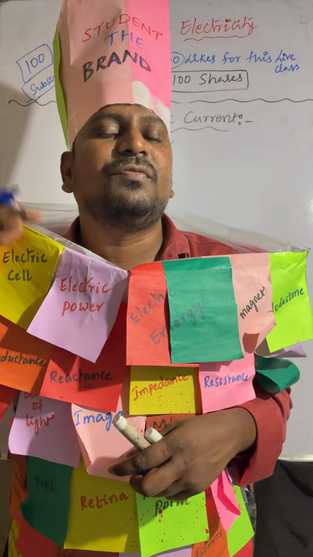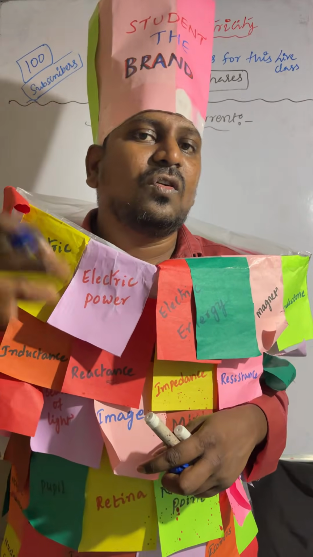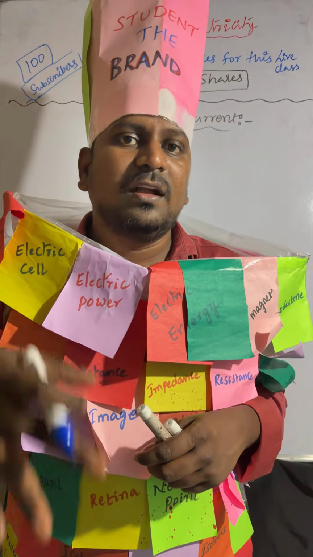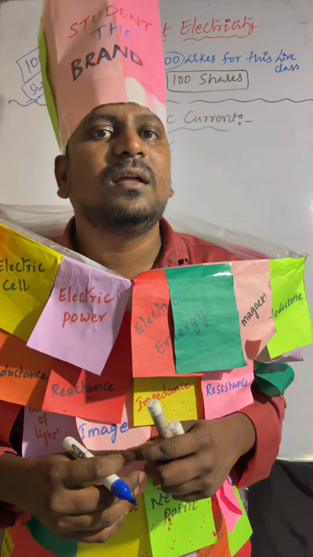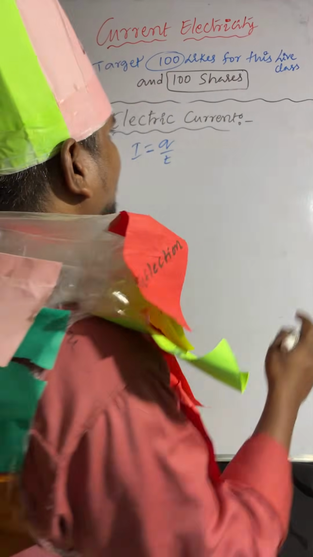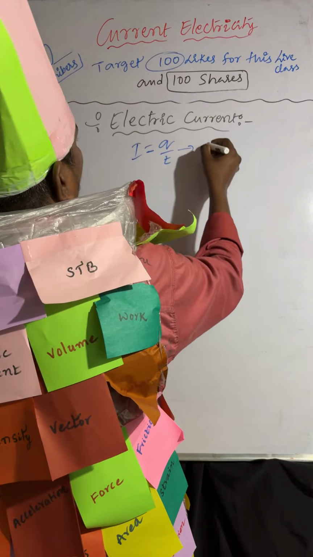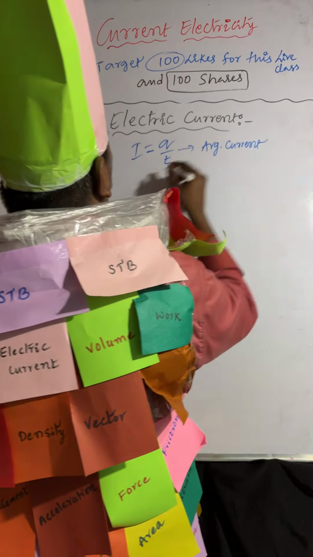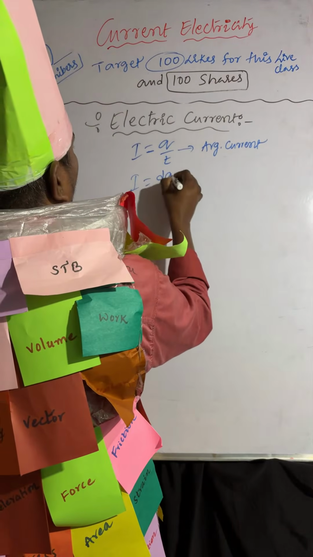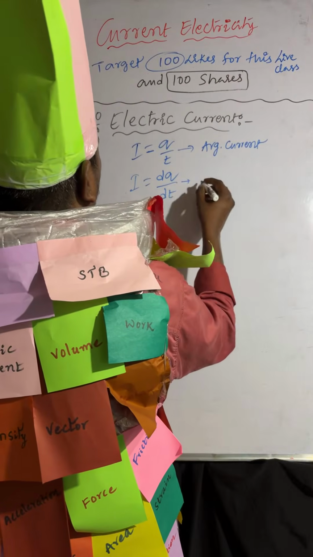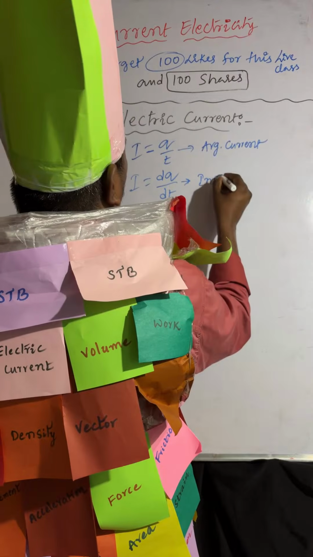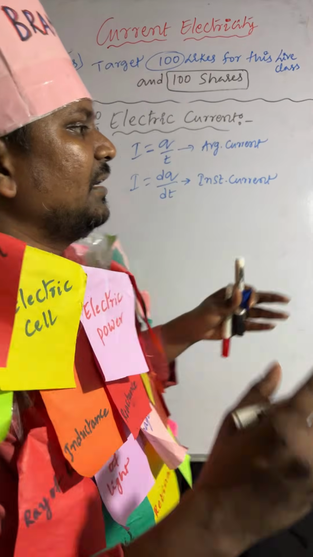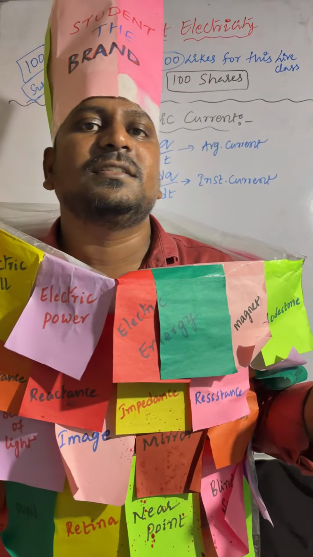The rate of flow of net charge through a cross-sectional area is called electric current. I equals q by t. So this is the average current. Now, I equals dq by dt. That is nothing but instantaneous current. Current at a particular instant is called instantaneous current.